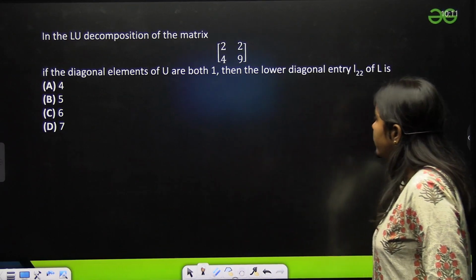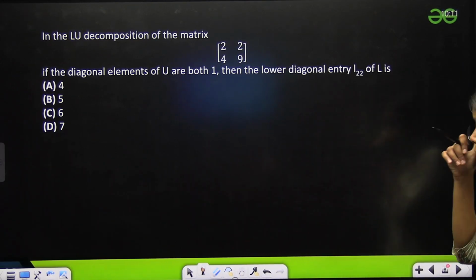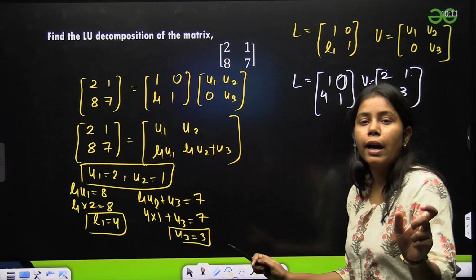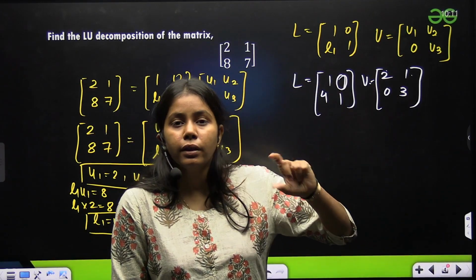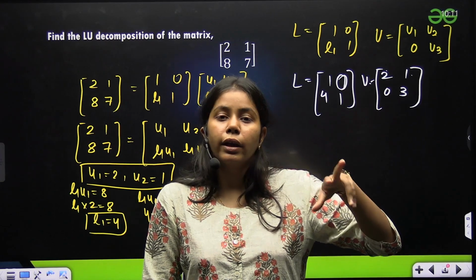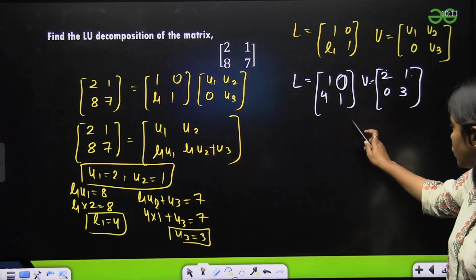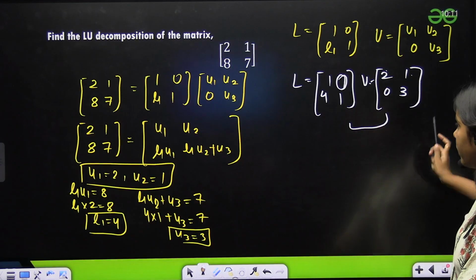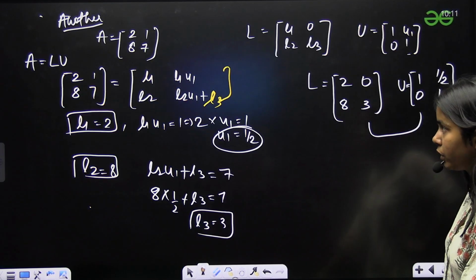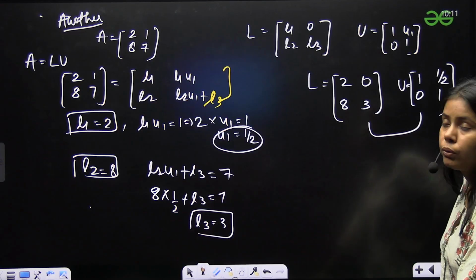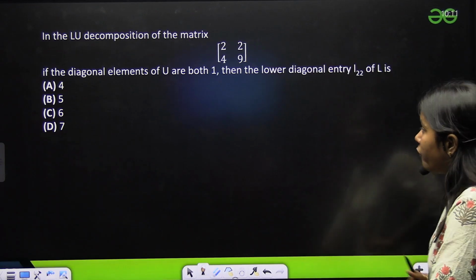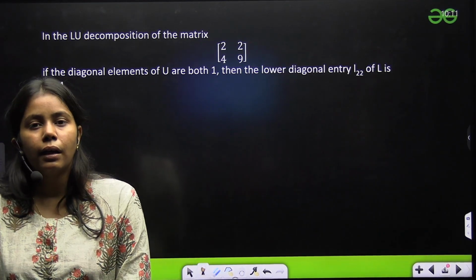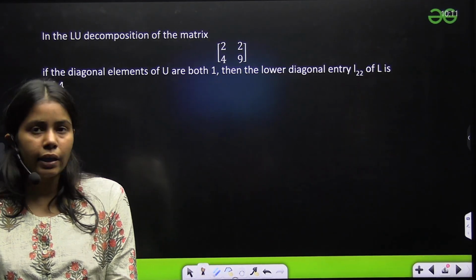So let's solve some GATE question. So see, I told you that they are going to, achha, one more thing I have to add: if they haven't mentioned that the diagonal of U is 1 or the diagonal of L is 1, then you can get more than one LU decomposition. This is also an LU decomposition and this is also, and both are different matrices. You can just check that. For the same matrix A, you are getting two different LU decompositions. But when they have mentioned that the diagonal elements of U are both 1, then you would get only a unique LU decomposition, right?